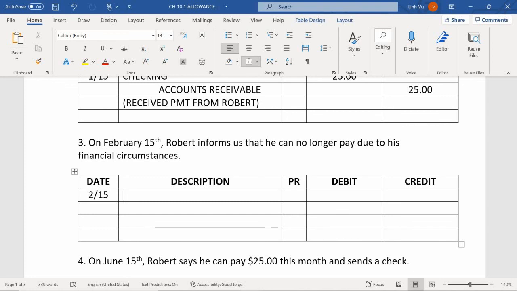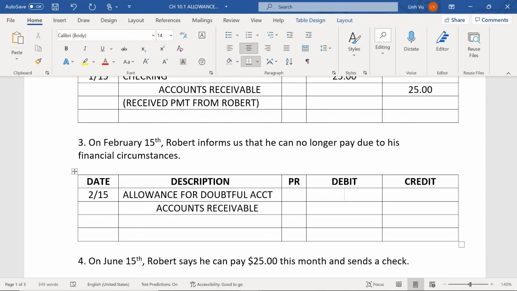Bad debts to receivable? No, that's the direct write-off method. So it's not the allowance for doubtful accounts receivable? It is the allowance for doubtful accounts. Okay, he said bad debt. Bad debt is wrong. This is the allowance for doubtful accounts. Okay? And you're going to take it directly out from the accounts receivable.